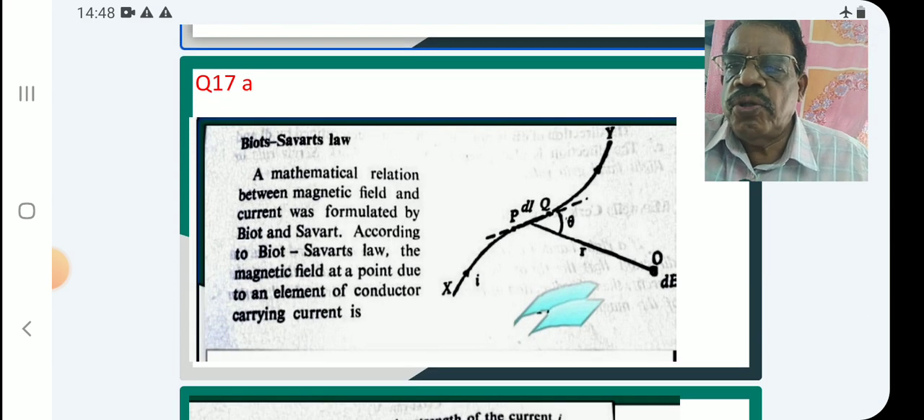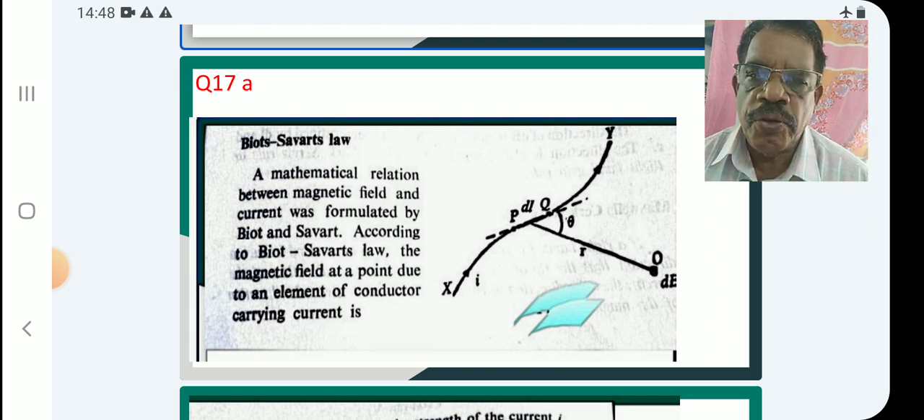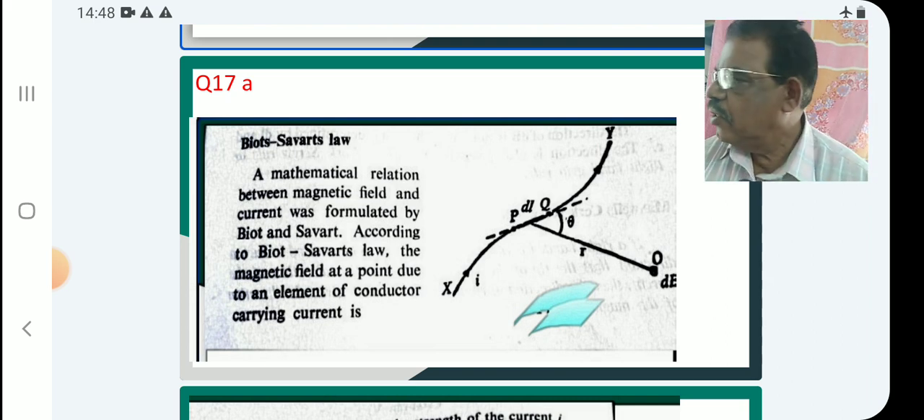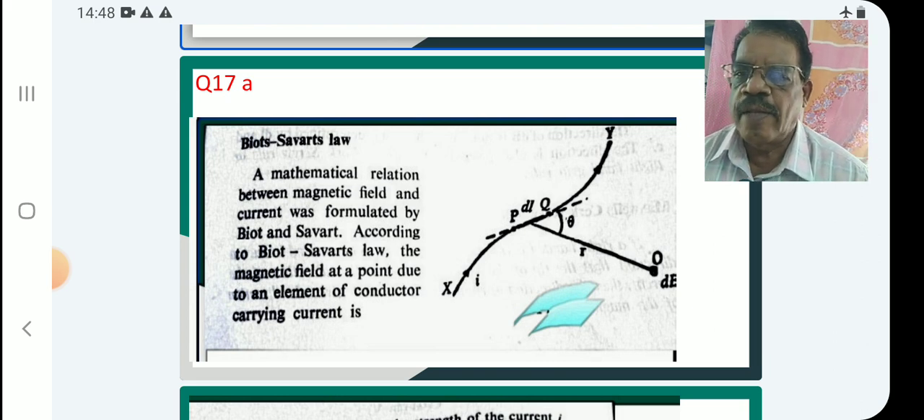Now the Biot-Savart law and the field at a point on the axial line of a current carrying circular conductor, circular loop. That question ആണ് ആ ക്വസ്റ്റ്യനാണ് നമ്മൾ പറയാൻ പോകുന്നത്.